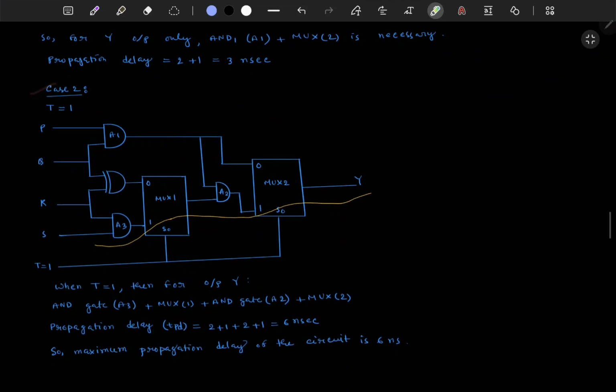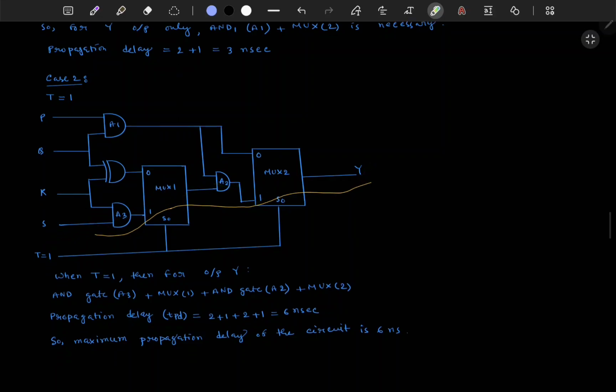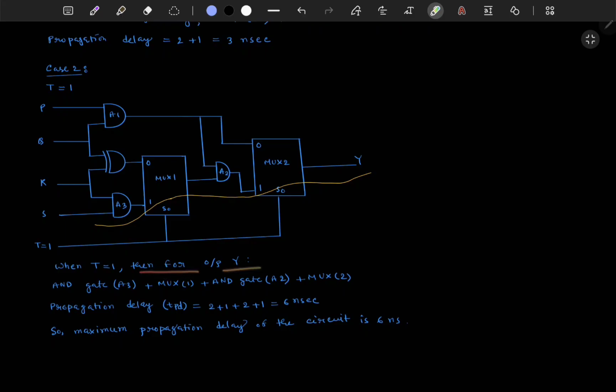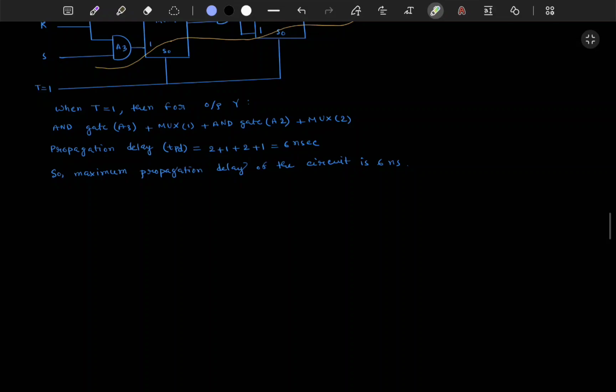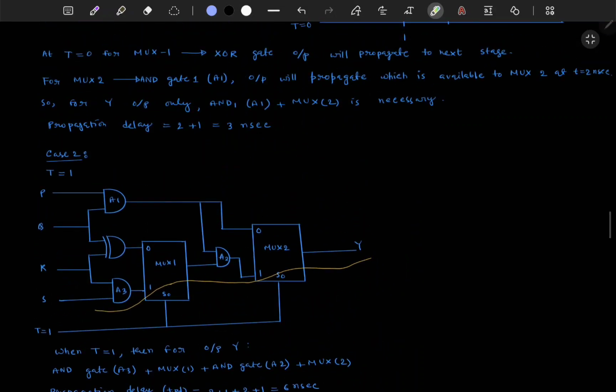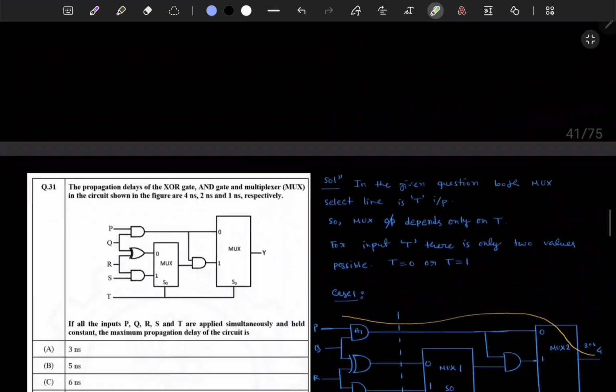Now case 2 is at T equal to 1, this line will be selected. Okay, this input line will be selected, so here it will come, and now from here it will go to the output Y. In this path one AND gate is there, then a mux, then again an AND gate, then another mux. So total delay is 2 plus 1 plus 2 plus 1, that is 6 nanosecond. I think you are understanding. So the maximum propagation delay is 6 nanosecond, the maximum out of these two. So here the option is C.